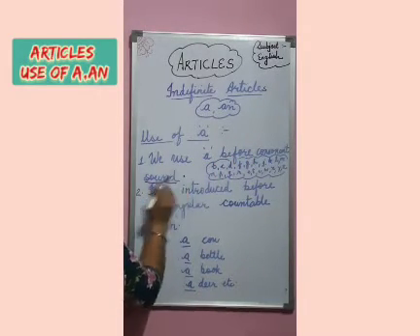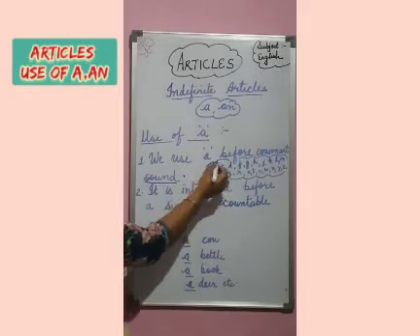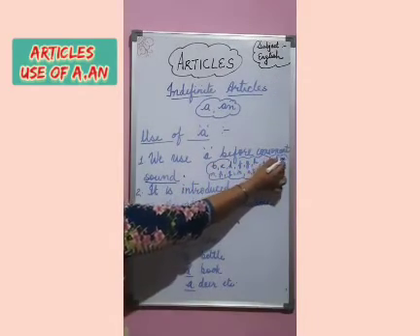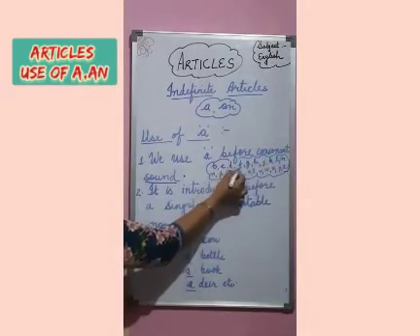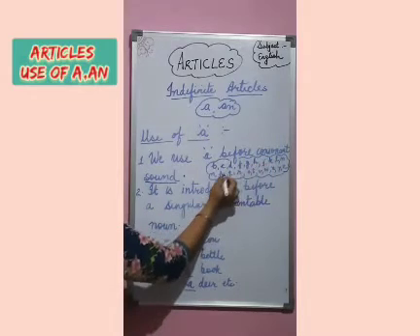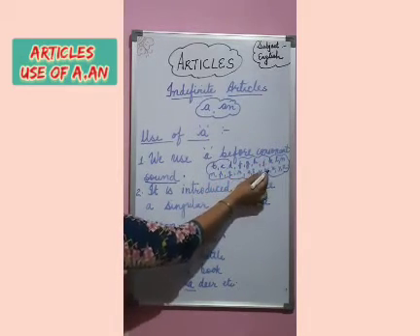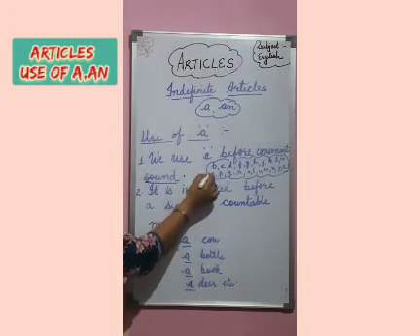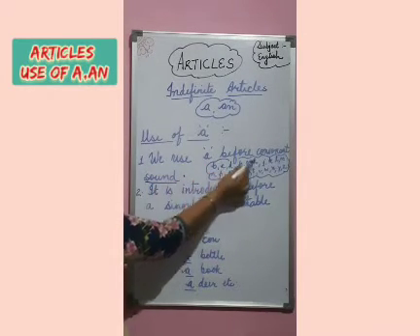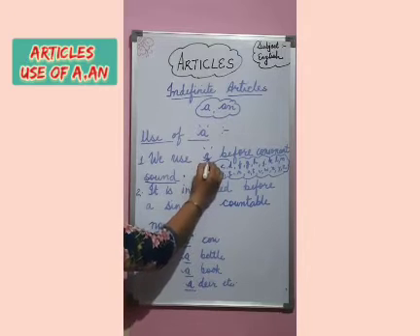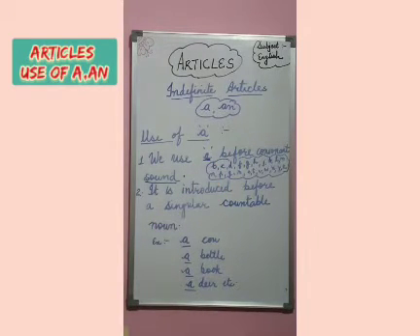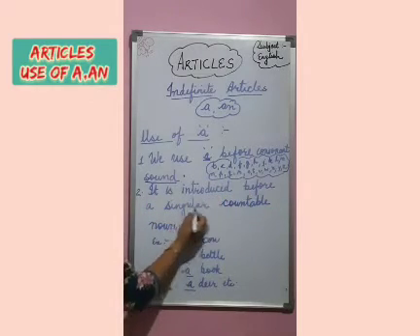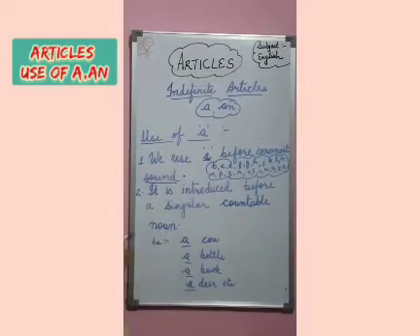Remember that? Sound. I have written all the consonants inside this: B, C, D, F, G, H, J, K, L, M, N, P, Q, R, S, T, V, W, X, Y, Z. These are 21 consonants. So whenever we get the sound of these consonants, we will put a before that noun. Next point is, it is introduced before a singular countable noun.